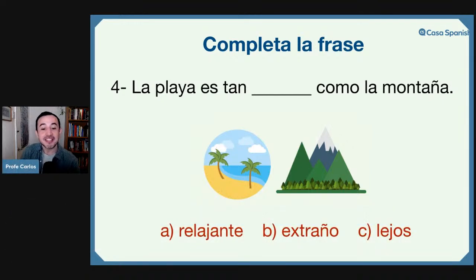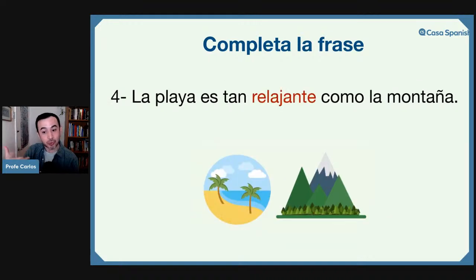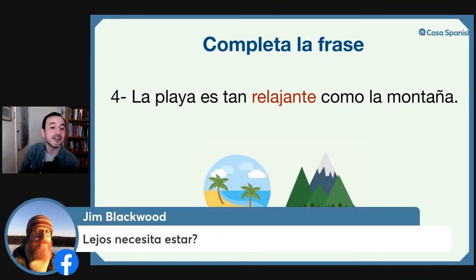In this case, the answer, guys, is relajante. I put actually lejos on purpose because it could be, it's as far as the mountain. However, the key for it not to be lejos is the verb, because lejos implies location. So for that we would use the está. Está tan lejos como la montaña. In that case, you would use lejos. But in this case, it is relajante, relaxing. We are describing. Muy bien. Excelente, Jim. That is the reason, because lejos needs the verb estar, because it's location.